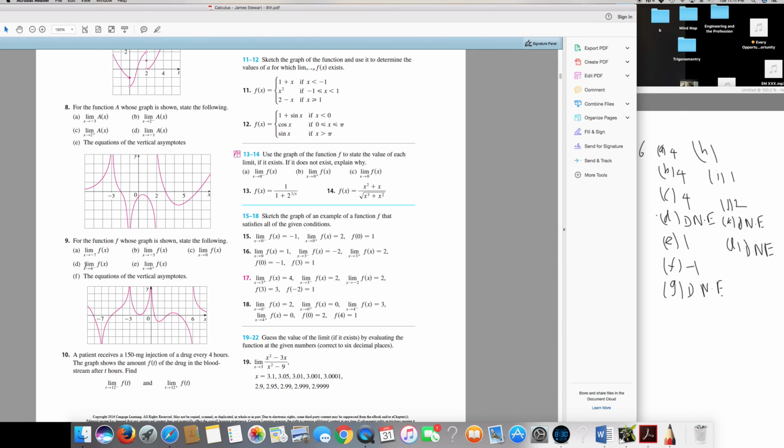And the D question, they have given the limit of f of x as x approaches 6 from the left hand side. When it approaches 6 from the left hand side, it's going to negative infinity. So the answer is negative infinity. And the E question is asking the limit of f of x as x approaches 6 from the right hand side. So what is the answer? When it approaches 6 from the right hand side, it's going to positive infinity, right? So the answer is positive infinity.